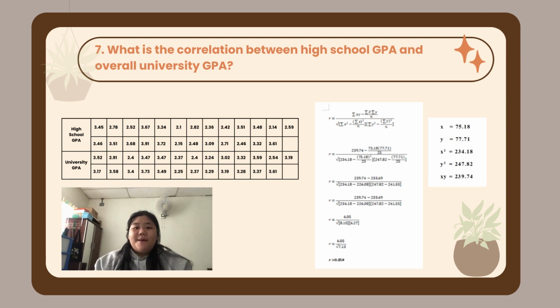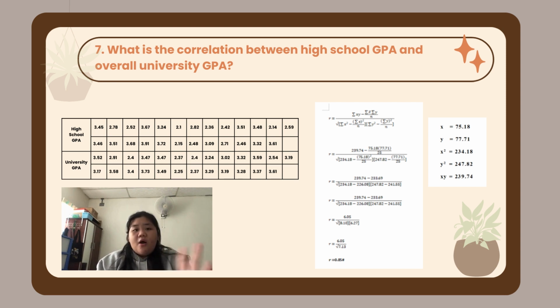Hello and greetings. My name is Irene Bunsi Anak Sidi and my matrix number is H2A2099. So I will explain the question of number 7, which is what is the correlation between high school GPA and overall university GPA? So as you can see here is the calculations of the correlations, and the overall answer of x, y, x square, y square, and xy.